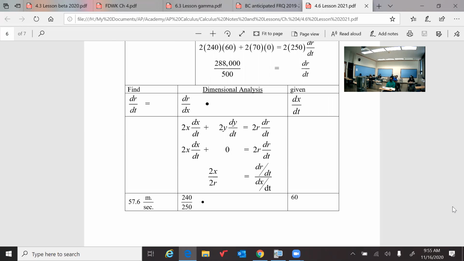So the 2 is reduced, or you put it in, doesn't matter. You put the 240 in there, or 480 over 500, same thing. I was given 60, and you would get the answer to the multiple choice. The closest answer is 57.6. That's what this is going to give you. 288,000 divided by 500.